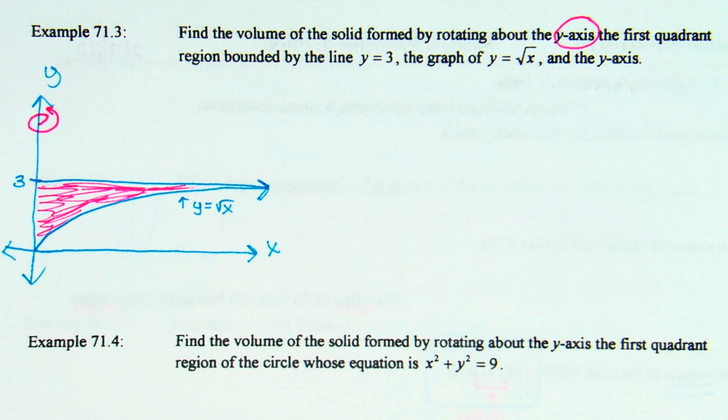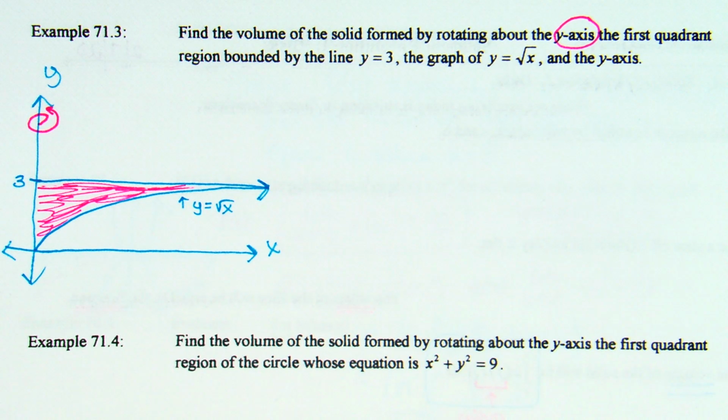Okay. Now, because we're rotating about the y-axis, everything we do on this problem is in terms of y. Everything, including your equation, needs to be in terms of y. It'll be dy instead of dx. And here's another thing I need to think about. Our rectangle in the past, we were going around the x-axis, so it was perpendicular to the x-axis.